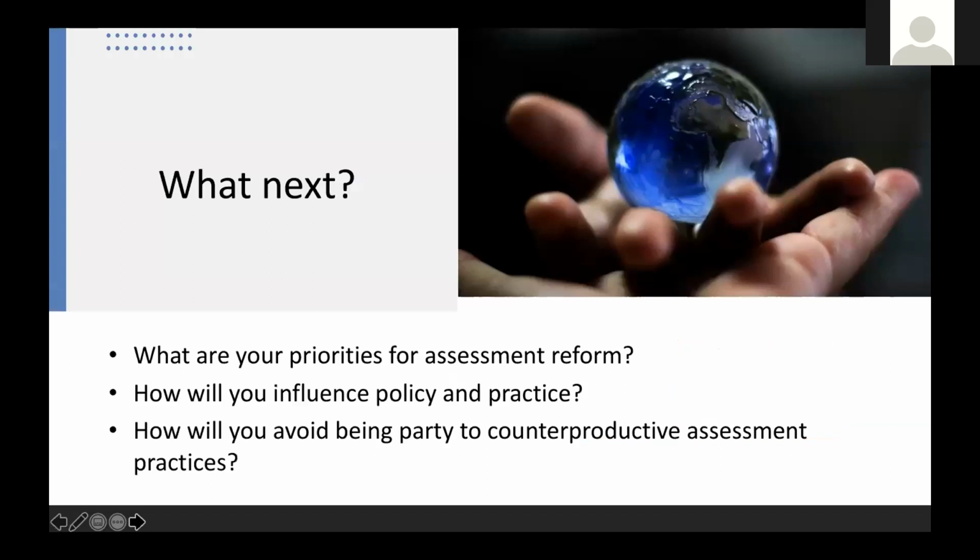So, where do we go from here? I think we need to ask ourselves, what are your priorities for assessment reform? Are they the same as these? Are there some other things you need to get out of the way first? How will you influence policy and practice in your institution? Because it's not just a matter of changing what you do in your own classes. You need to change the environment in which those things occur. And how will you avoid being party to counterproductive assessment practices? They are all around us and we need to make them change.